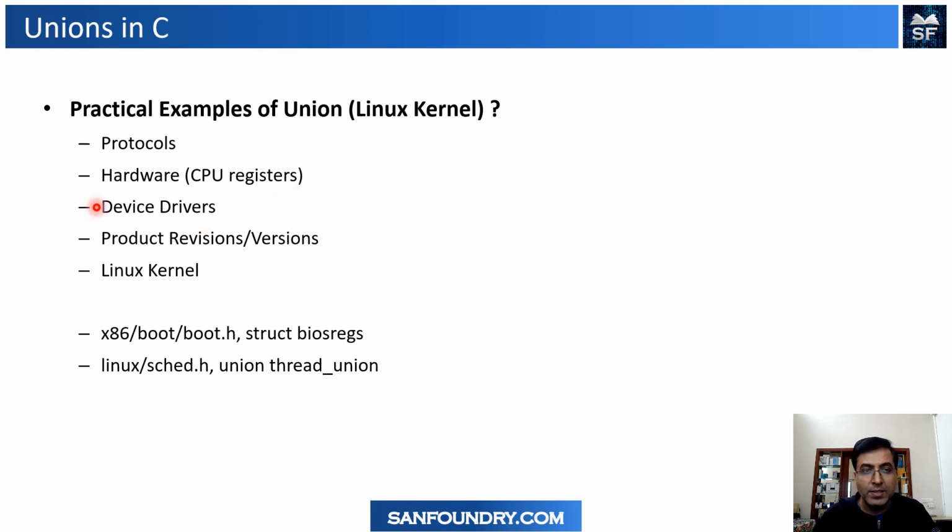Similarly, device drivers, yes, because we support devices of all types. We support a lot of variations of the devices, revision 1, revision 2, revision 3, revision 4. So in a nutshell, you will really see that products have revisions, products have versions. Many a times we end up requiring a choice, requiring a union kind of a construct from the programming language. So C has union for that. Similarly, in the Linux kernel, you will also see unions actually. You will see a lot of unions.